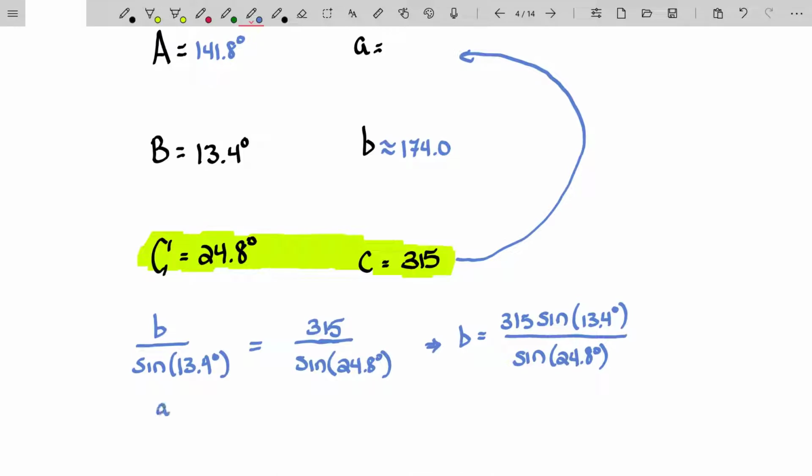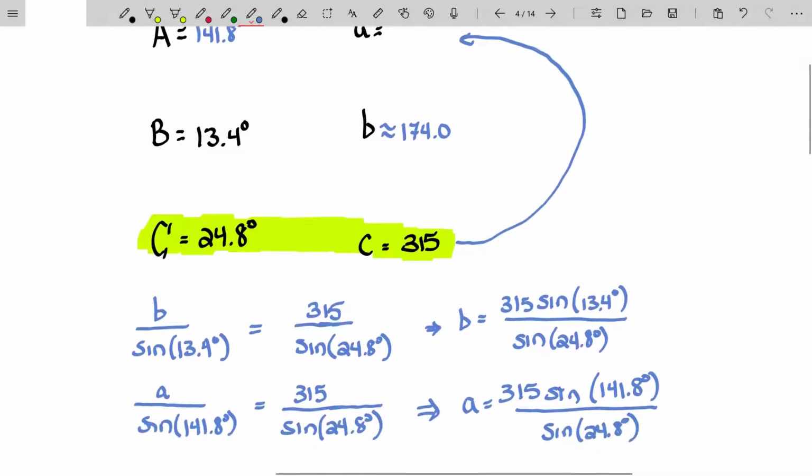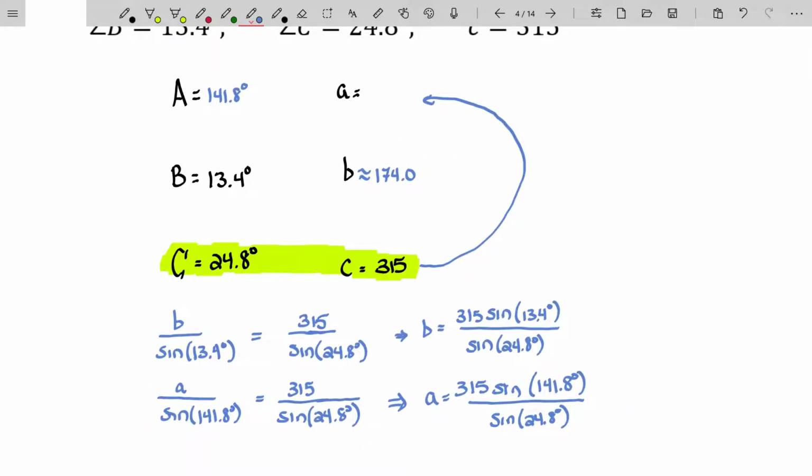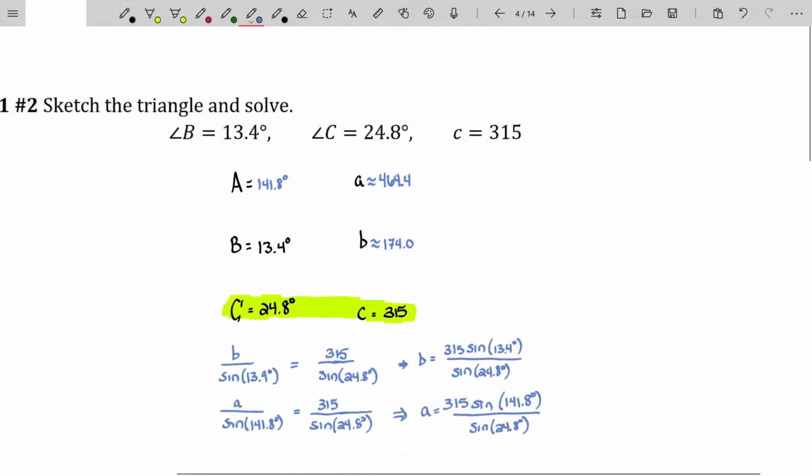So let's see, side A is to the sine of its opposite angle, sine of 141.8 degrees, as side C is to the sine of its opposite angle. Now in this case, it should be fairly obvious that side A is going to be the longest side by far. Side A will equal 315 sine of 141.8 degrees all over sine of 24.8 degrees. It's because it's opposite the largest angle, so it's got to be the longest side. And that gets me approximately 464.4. There we go. There's no ambiguity, by the way.